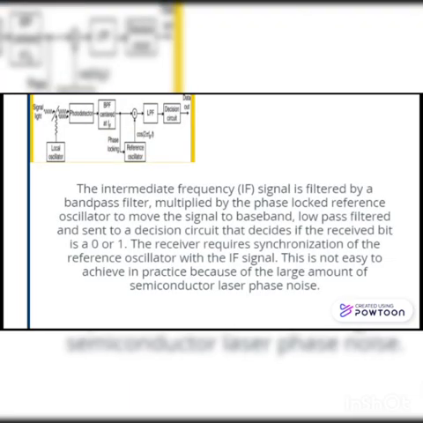In this demodulator, the intermediate frequency signal is filtered by a band pass filter, multiplied by a phase locked reference oscillator to move the signal to baseband, then low pass filtered and sent to a decision circuit that decides if the received bit is a 0 or 1. The receiver requires synchronization of the reference oscillator with the IF signal. This is not easy to achieve in practice because of the large amount of semiconductor laser phase noise.